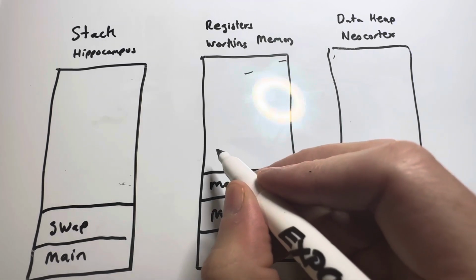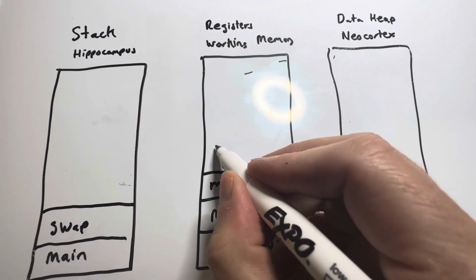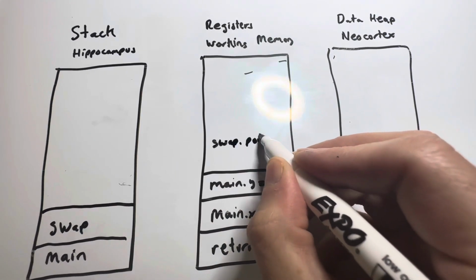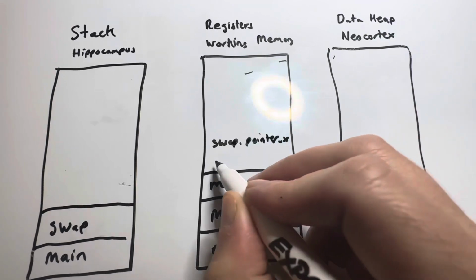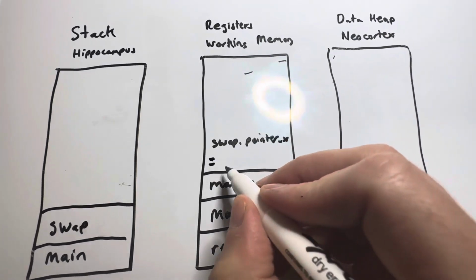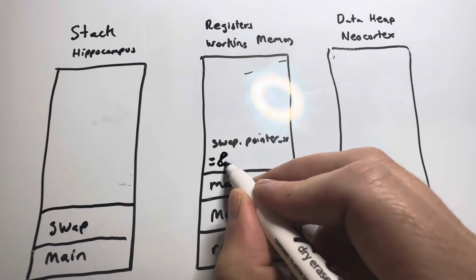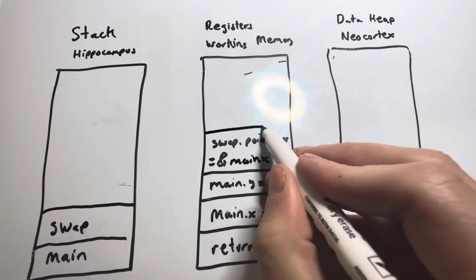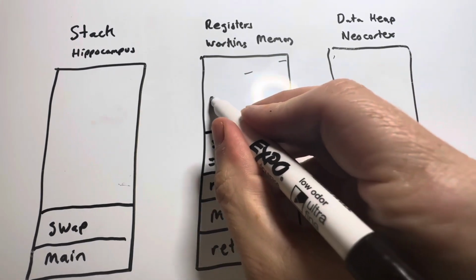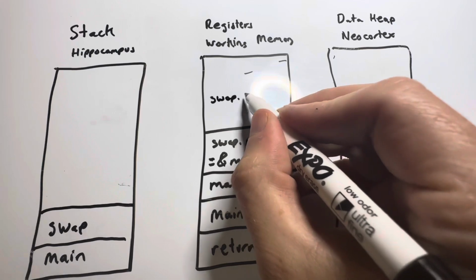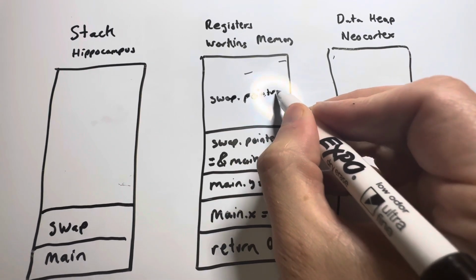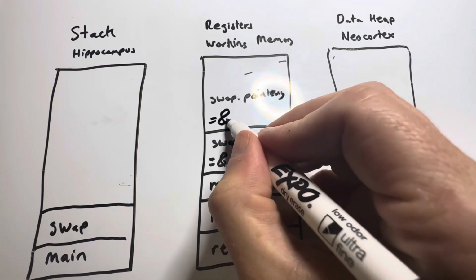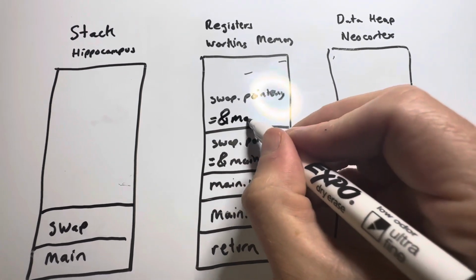One last thing, we don't have a return register. So what I'm going to say is swap.pointer x is equal to the address, and we're going to say ampersand for simplicity, main.x. And then I'm going to say swap.pointer y is equal to the address of main.y.